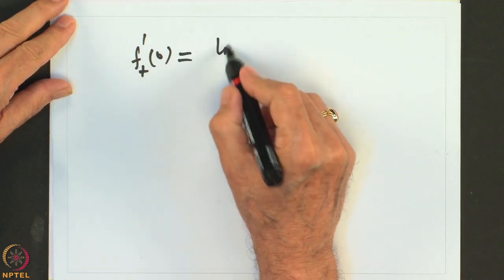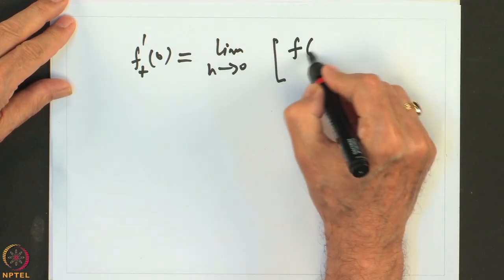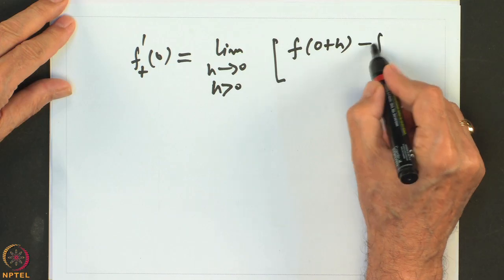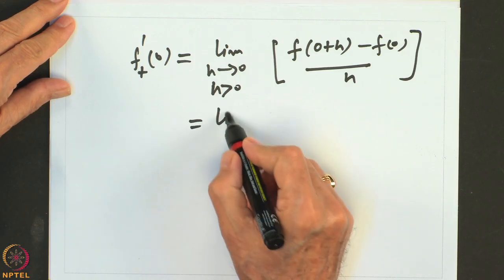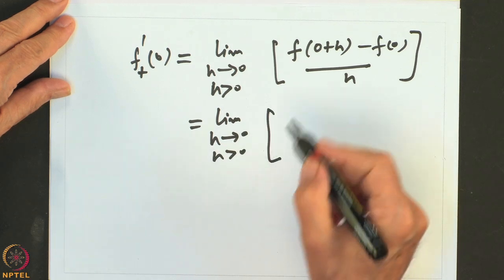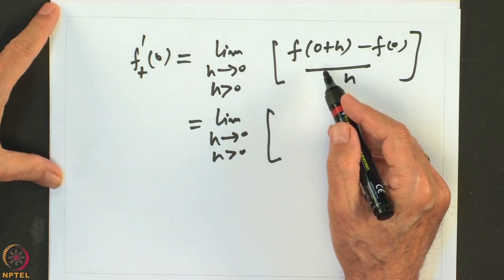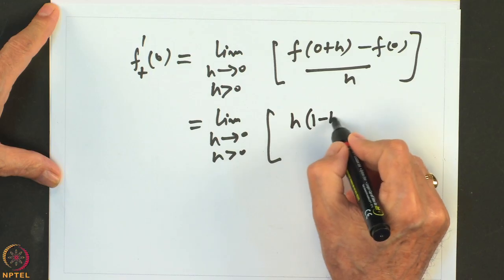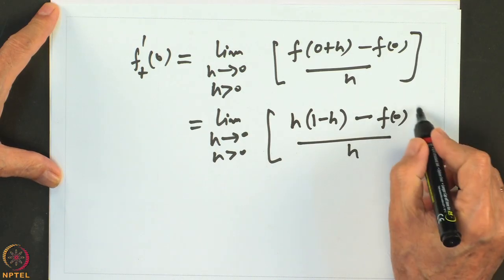So, that will be equal to limit h going to 0. We want to be on the right side of 0. So, f of 0 plus h, h positive, minus f at 0 divided by h. So, for that let us compute what are the values. So, h going to 0, h bigger than 0. At 0 plus h, that means the function is on the right side of 0. So, it will be in the interval 0 to 1. So, the value is h into 1 minus h, minus f at 0, which is 0, divided by h.